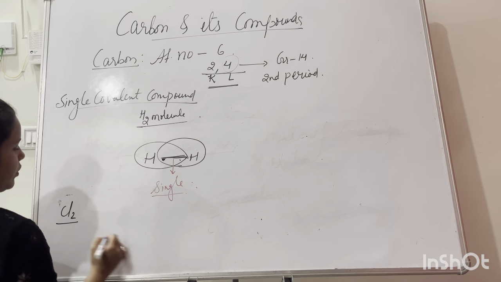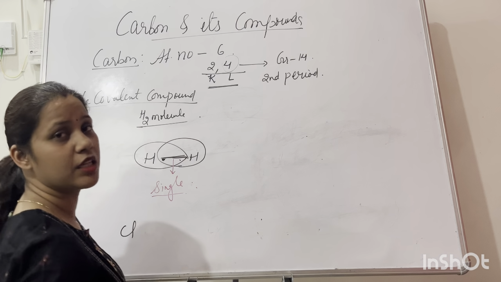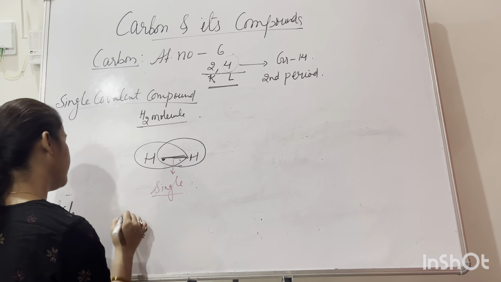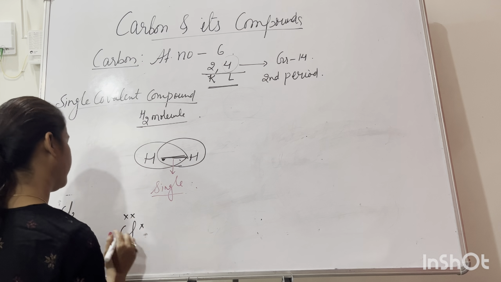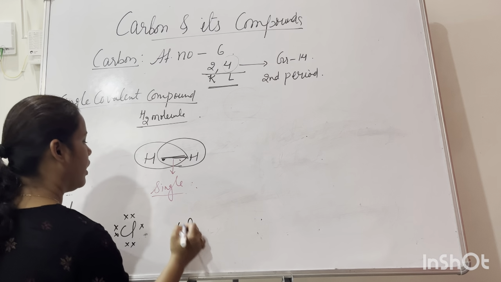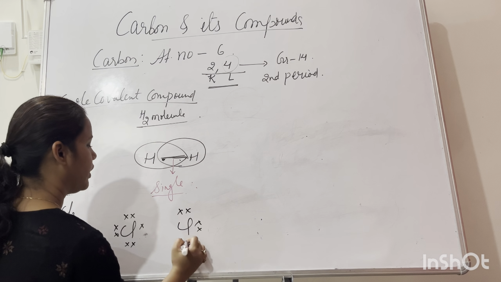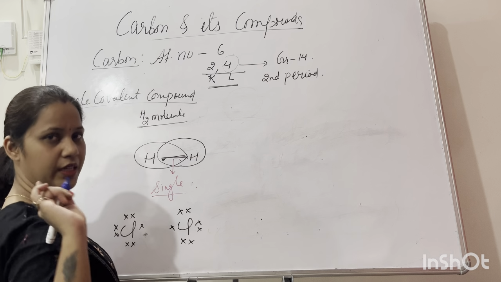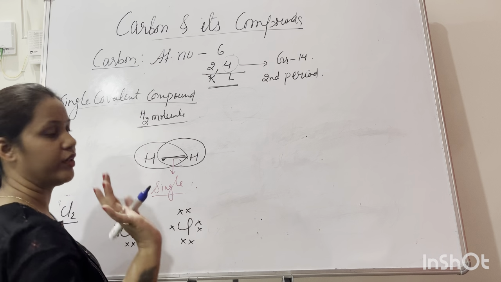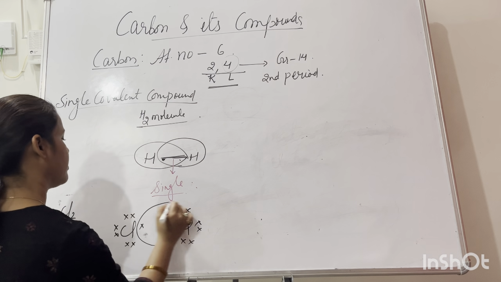Okay, next another example we can see is the chlorine molecule, Cl2. Chlorine's electronic configuration is 2, 8, 7. So the outermost shell has 7 electrons. Both chlorine atoms require only one electron. So what they will do, both are going to share one electron with each other. This will share with this.